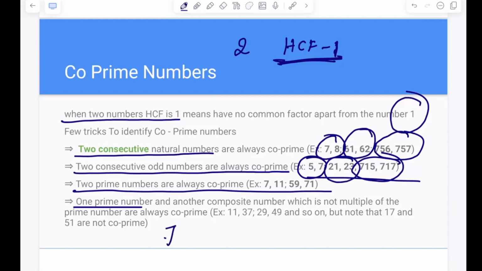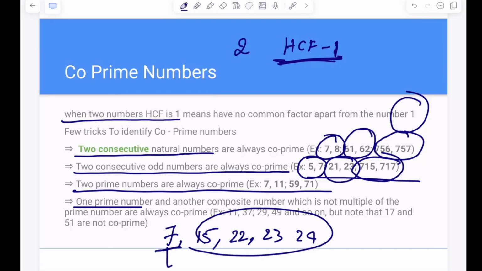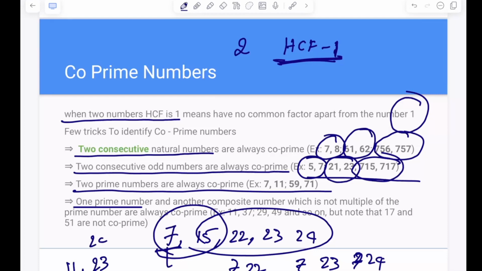Let us take 7. Any number other than multiples of 7, like 15, 22, 23, 24. These all are co-prime to 7. 7, 15 are co-prime. 7, 22 are co-prime. 7, 23 are co-prime. 7, 24 are co-prime numbers. Okay, if you take 11, other than multiples of 11, 21, 23, 24, 25, 26, 27. These all are co-prime numbers to 11. Okay.